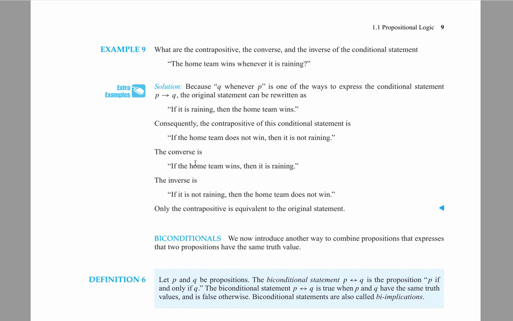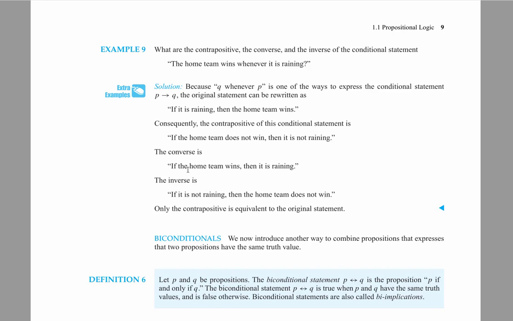Okay, the converse, that's just switching. So Q implies P is if the home team wins, then it is raining. And the inverse is the not version. If it is not raining, then the home team does not win.